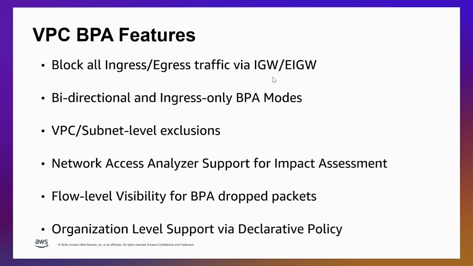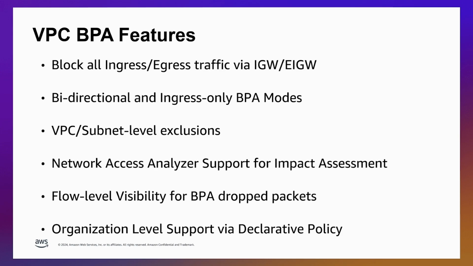There's also integration with Network Access Analyzer. This support provides you the visibility to do impact assessment. So before clicking on this big red button, you can run a Network Access Analyzer scope and figure out which resources are going to stop accessing the internet when you turn this control on. That way you can decide whether you want to do any exclusions or whether it's okay to block internet access to these resources.